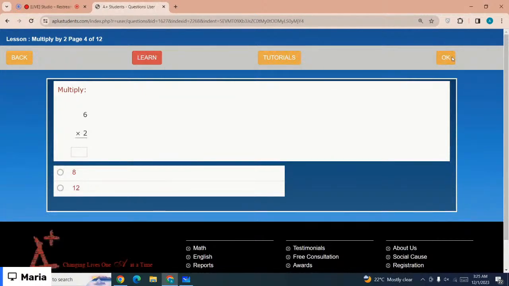6 times 2 equal, 2 times 6 equals, yes, the correct option is 12.